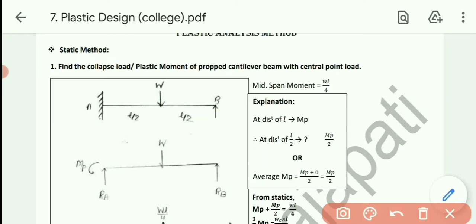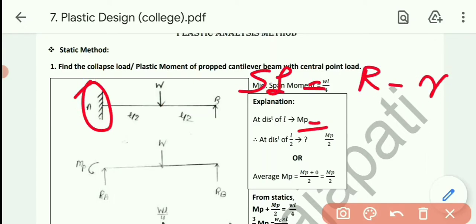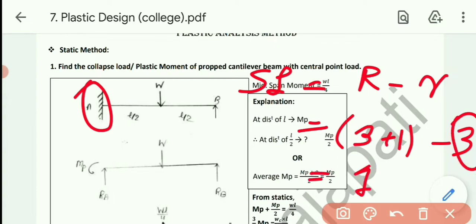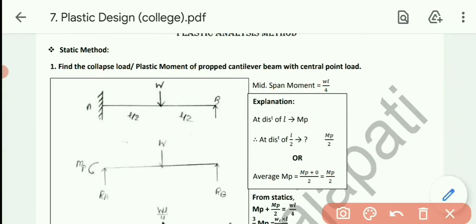First of all, we can find out the degree of indeterminacy, which will be capital R minus small r. Over here 3 reactions will be there, plus 1 reaction, minus 3, the equilibrium condition, so the answer will be 1. We need to remove 1 reaction. So what we are doing is removing this fixed support. Ultimately, there is a vertical reaction, moment, as well as a horizontal reaction, but as there is no external horizontal load on the beam, I am avoiding this condition. So ultimately we get 2 reactions, moment as well as vertical.